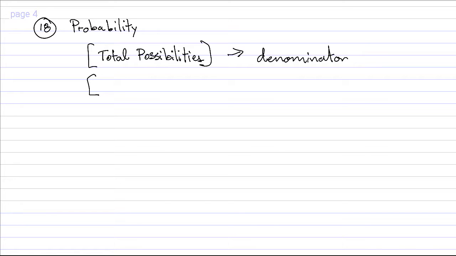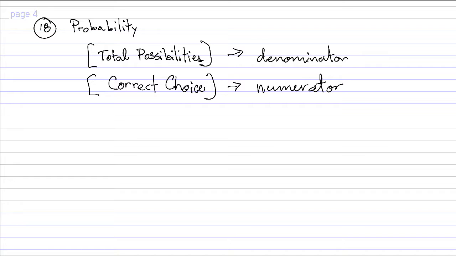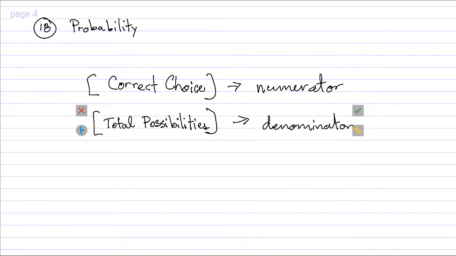And then we figure out the correct choice, in this case. The correct choice of it being a prime number. So we actually have these 2 switched. So let's make this a little more clear.